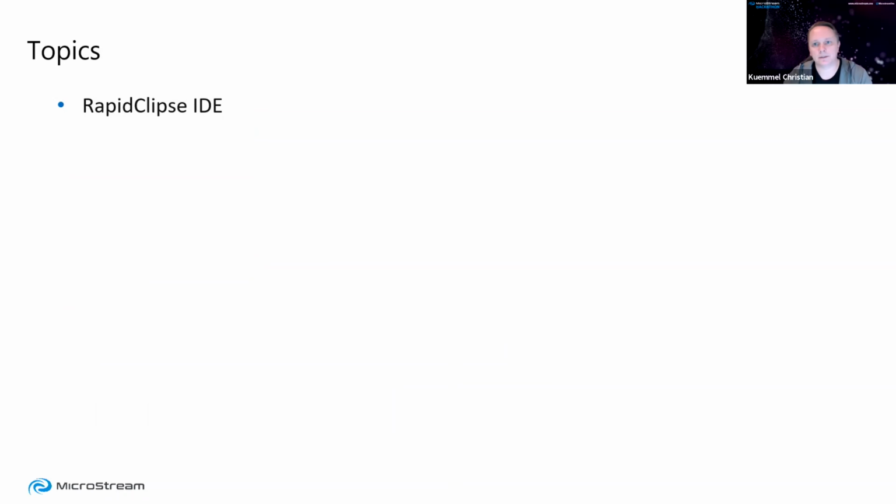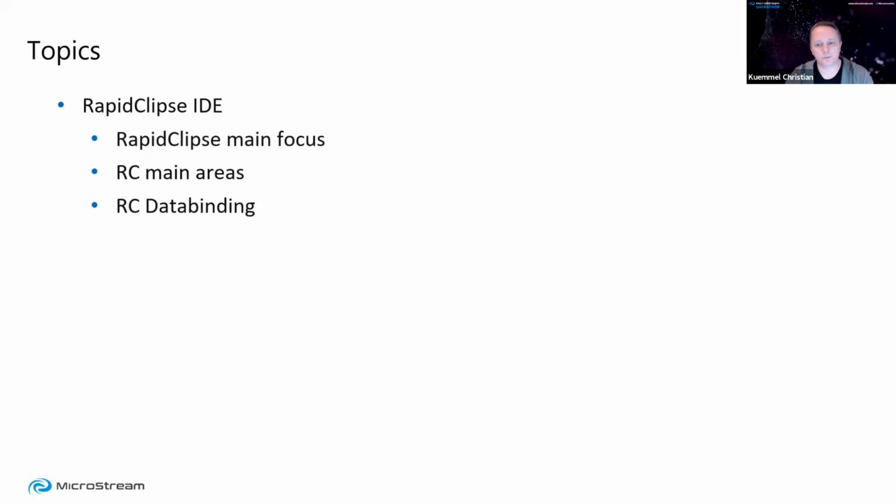The first part is a little introduction about RapidClipse, about the IDE and the main focus of RapidClipse, and also the main areas of RapidClipse, and a small part about data binding, because I guess it's the most important part: how to bind the data with the user interface. It's important to know how that works.